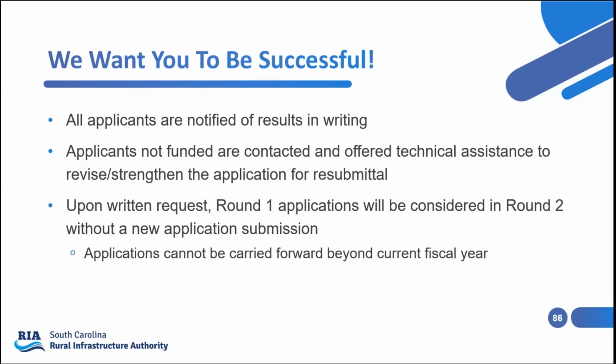If your application is not funded in the fall round and you do not have any changes that you want to make, you can request consideration of the same application in the spring round. The request must be submitted in writing and signed by the applicant's chief executive official. If your application isn't funded in the spring round, you'll need to resubmit if you want to be considered in the next fiscal year.